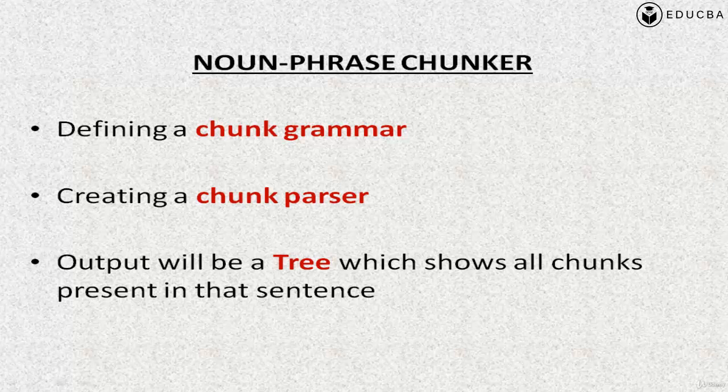So first, you have to define a simple grammar, then you have to create a parser which will parse your grammar and get the rules, and then your final output will be a simple tree which will show all the chunks present in that sentence. Now I will show you an example using Python on a Python shell, and then you will be able to create a chunker using your Python programs.